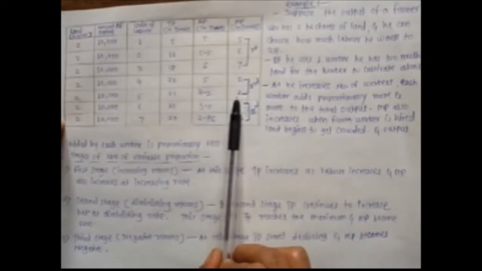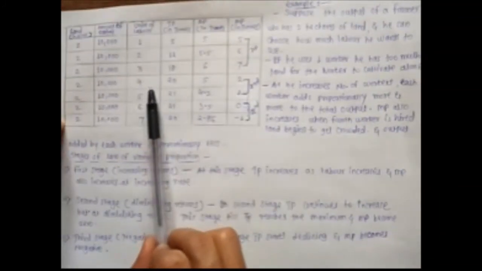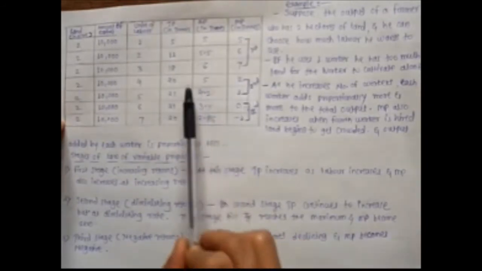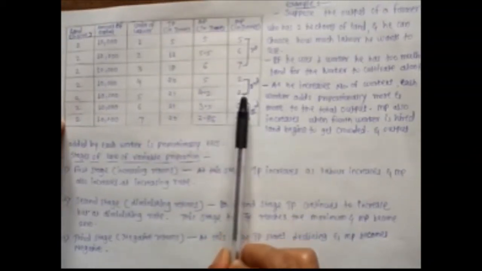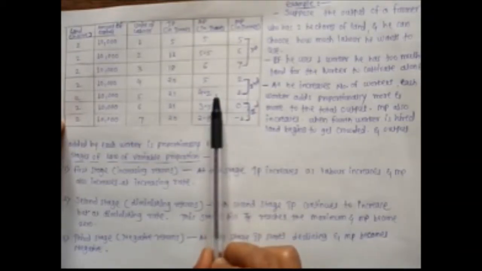See here, at the second stage the total product increases and reaches the maximum, but the marginal product decreases, and average product also decreases. So the second stage is the diminishing returns stage.